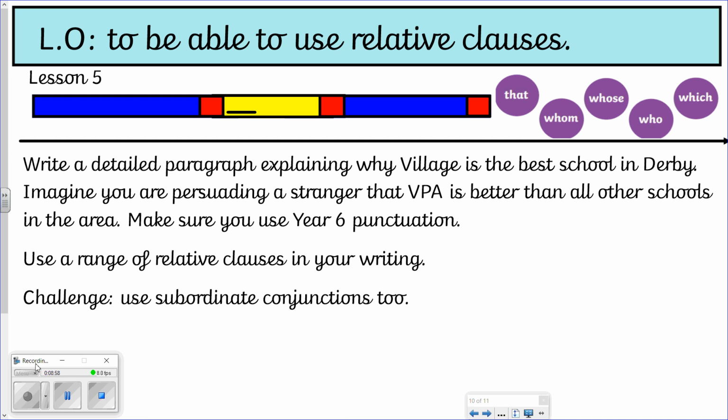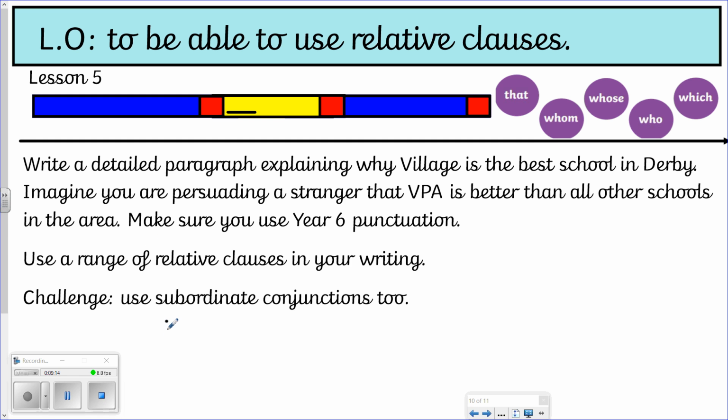So your task is to write a detailed paragraph explaining why Village is the best school in Derby. Imagine you are persuading a stranger that VPA is better than any other school in the area. Make sure you use Year 6 punctuation. Use a range of relative clauses in your writing, and a challenge is to use subordinating conjunctions too.